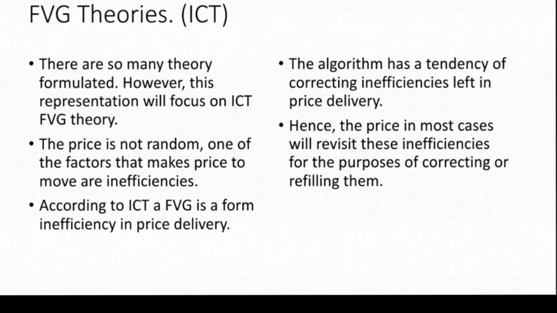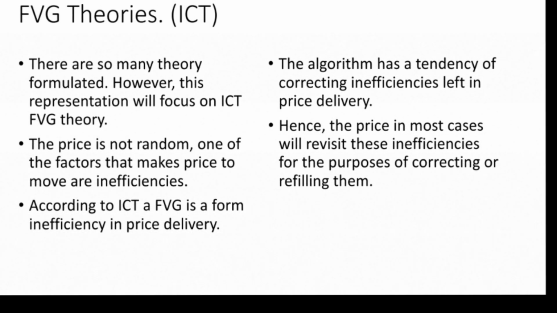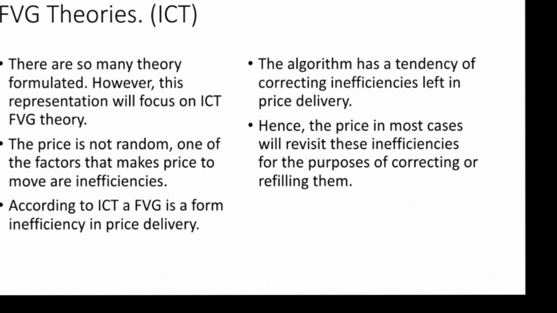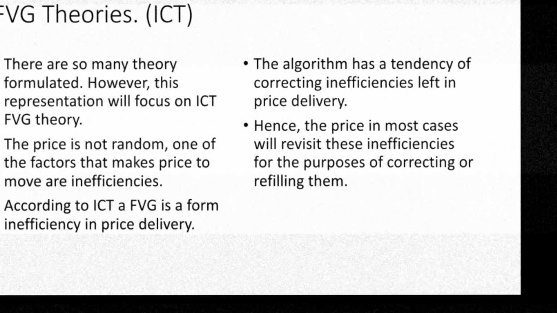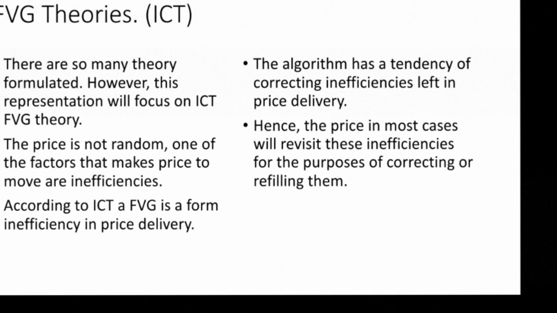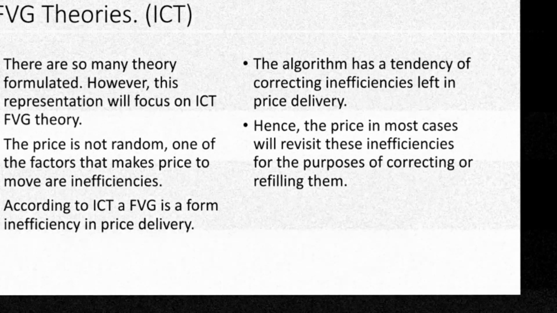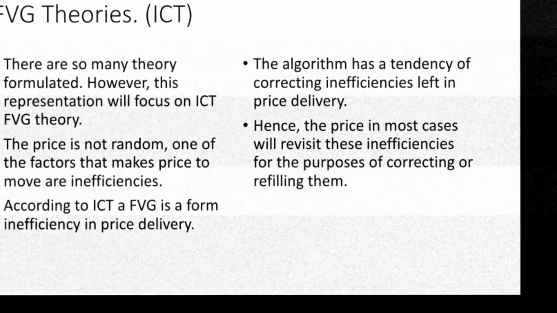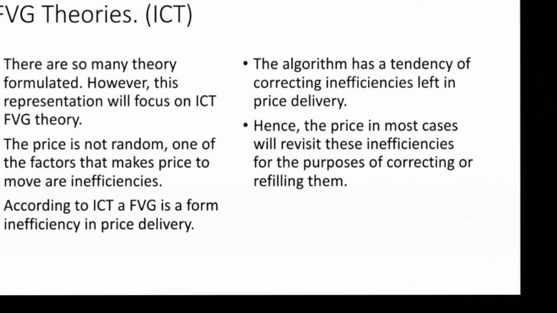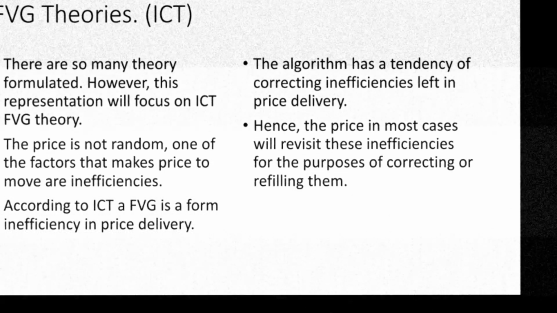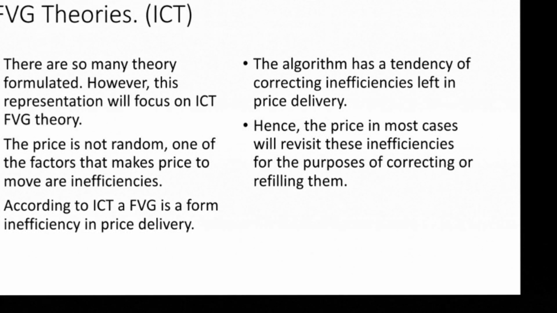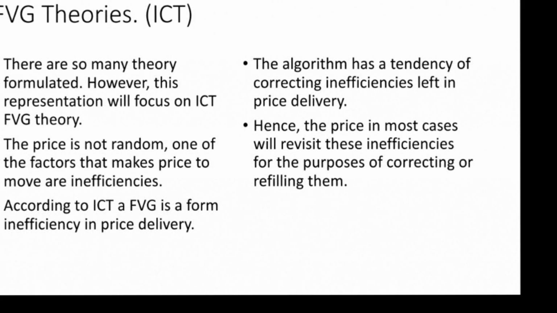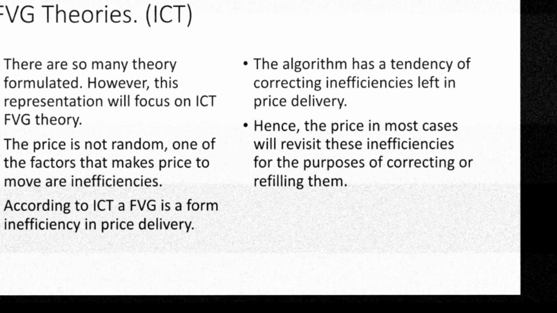Theories of fair value gaps. There are so many theories formulated. However, this presentation will focus on ICT fair value gaps. ICT often says the price is not random. One of the factors that makes price move is inefficiencies. According to ICT, a fair value gap is a form of inefficiency in price delivery. Therefore, the algorithm has a tendency of correcting inefficiency left in the price delivered. Hence, the price in most cases will revisit these inefficiencies for the purpose of correcting or refilling them.